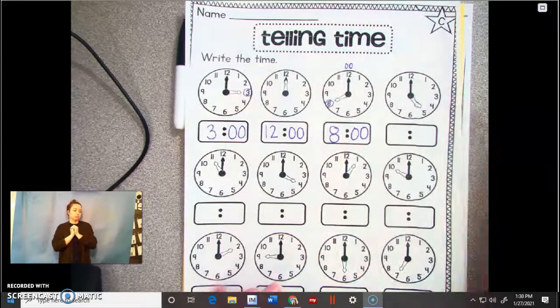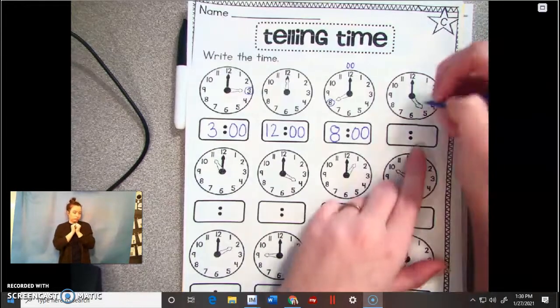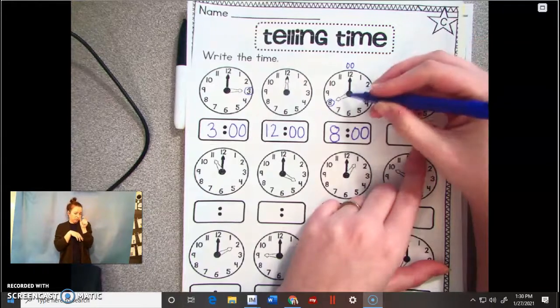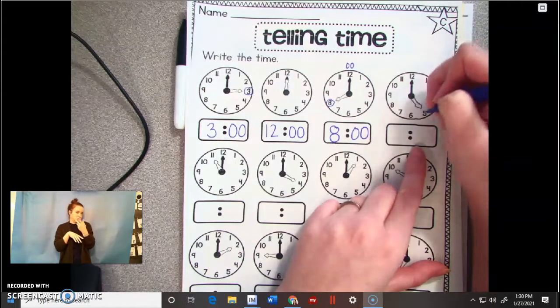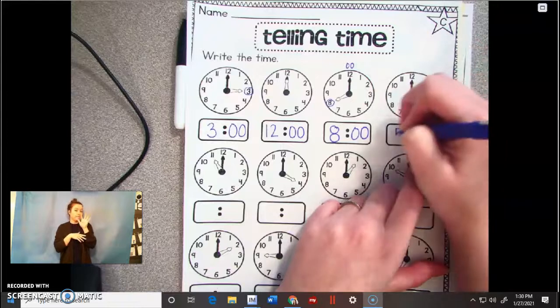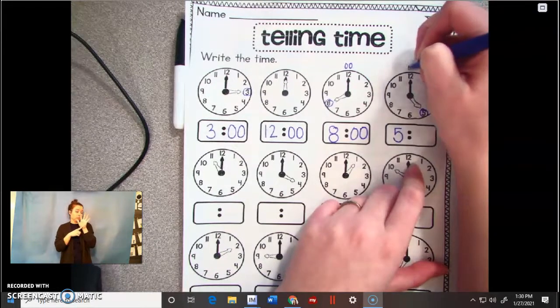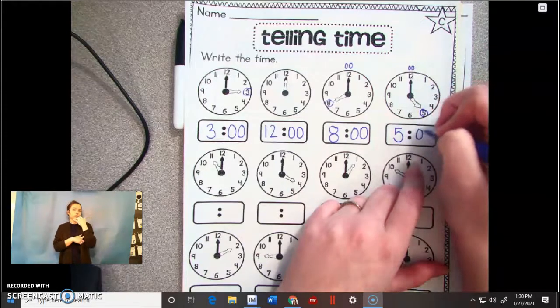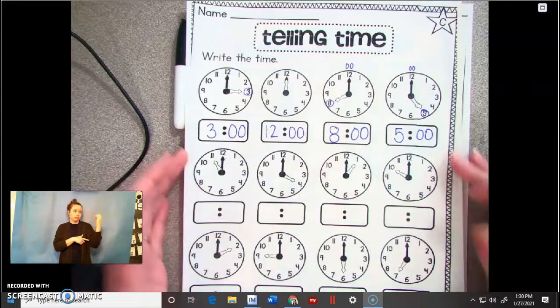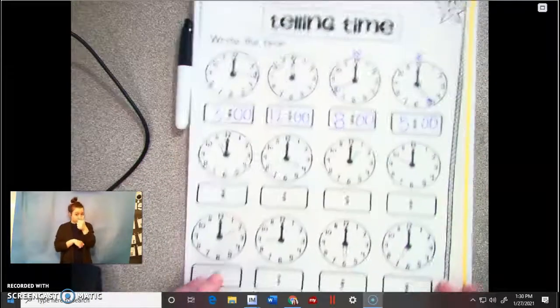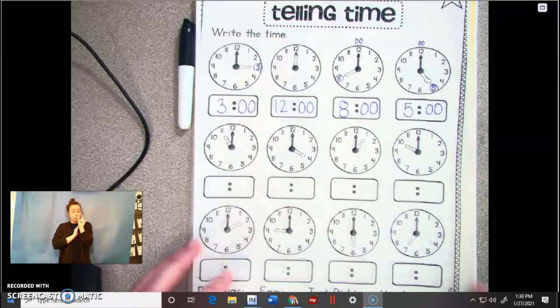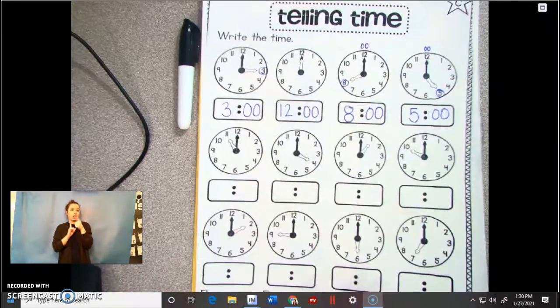All right, let's do one more together. The hour hand is short. And on here he's white. So he's pointing at the 5, so it is 5. And he's pointing at the 12, so he gets to say o'clock. So 5 o'clock. You can finish this page by yourself. Remember that the hour hand is short and the minute hand is long.